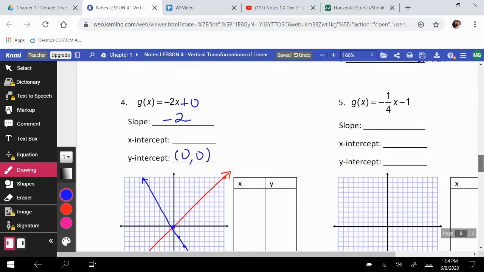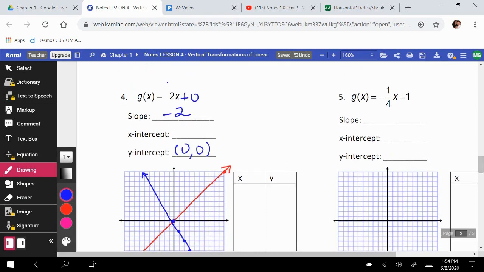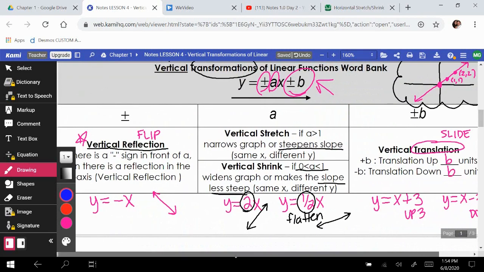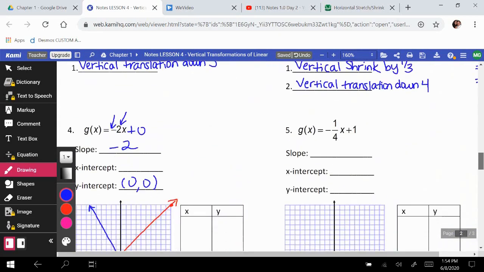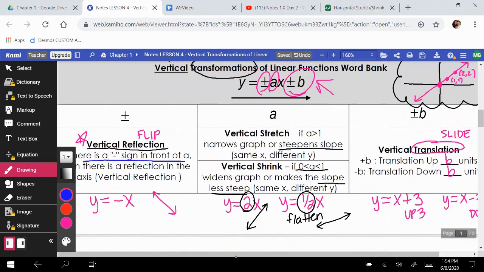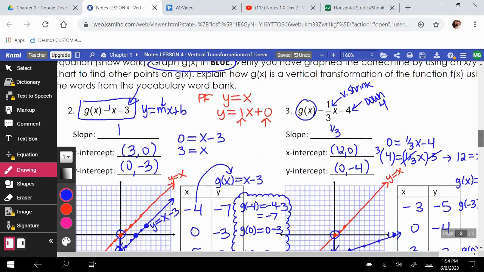Now there's actually a couple separate transformations here. Just looking at g of x, I see a negative and I see a 2. What do you think the negative sign is going to indicate? If there's a negative sign, what's going to happen? There's going to be a vertical reflection. So I already know, just looking at that equation, that there's going to be a vertical reflection. And then what's the 2 going to do to the graph? 2 is a number greater than 1, so I should expect the slope to be steeper than normal, so that would indicate a vertical stretch.